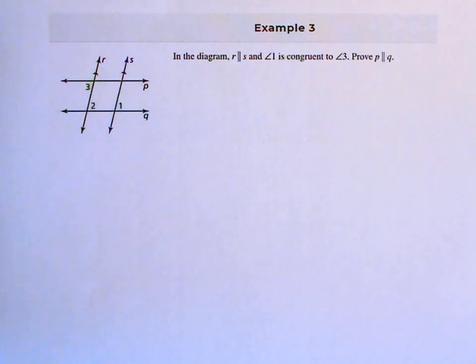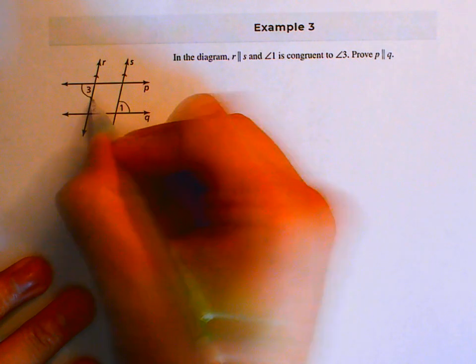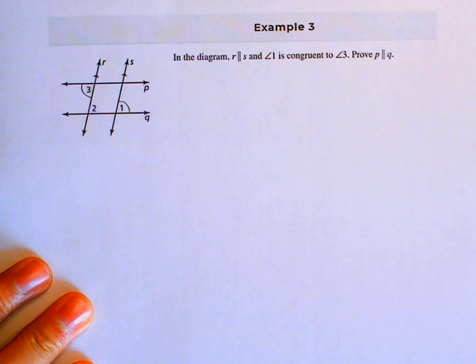It says in the diagram, R and S are parallel, and angle 1 is congruent to angle 3. So here's the thing. We've got to annotate when things are congruent. So here, they tell me that angle 1 and 3 are going to be congruent, and I have to show that P and Q are going to be, not congruent, but parallel. Now, what they do tell me is that R and S are parallel. So what are we going to do?